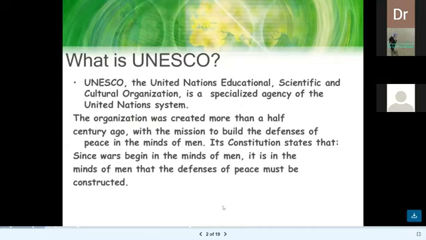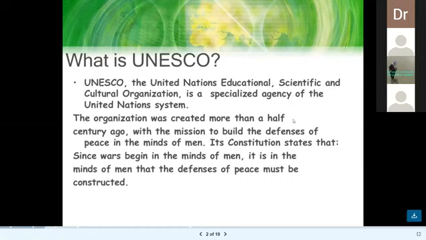Okay, so the full form. What is the full form of UNESCO? Anyone? United Nations Educational, Scientific and Cultural Organization. Okay. Is it clear, UNESCO? Yes, ma'am.